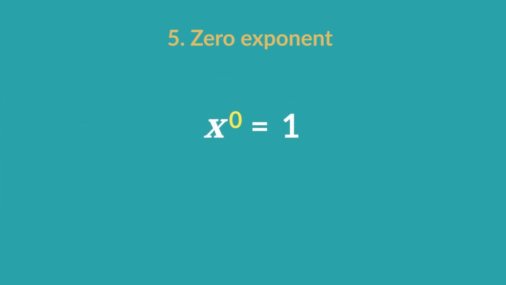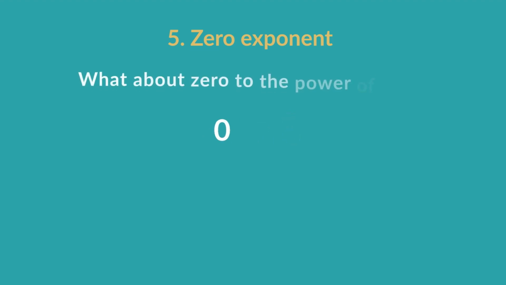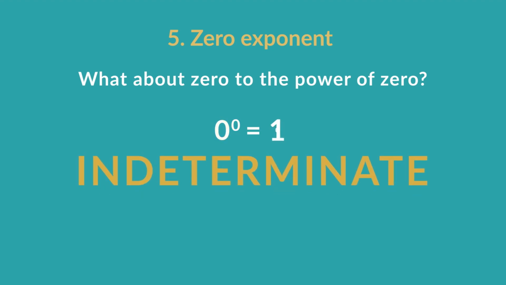If any number to the power of 0 is equal to 1, what is 0 to the power of 0? Would it be equal to 1? Or is the answer 0 because we know that no matter how many times you multiply 0 by itself, the answer is always 0? In fact, 0 to the power of 0 has an indeterminate answer.